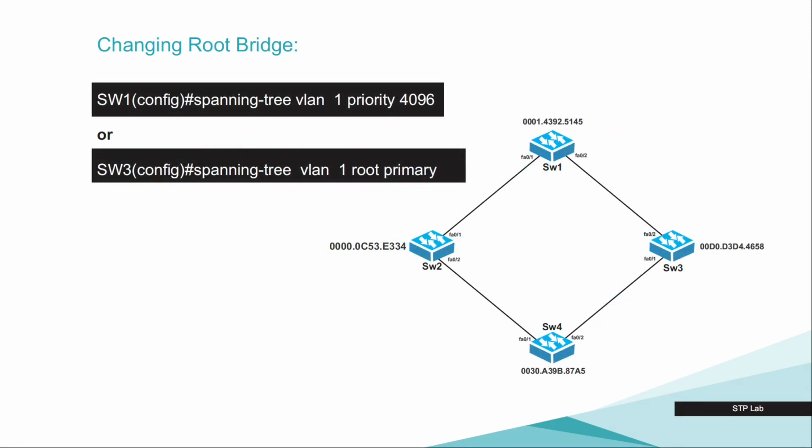To change the root bridge, we can use one of those two commands. We can use the command spanning-tree vlan 1 priority and then change the priority. Please keep in mind that we have to specify the VLAN. If we don't specify the VLAN, it will accept the command, but it will not change the root bridge. Or we can do the command spanning-tree vlan 1 root primary.